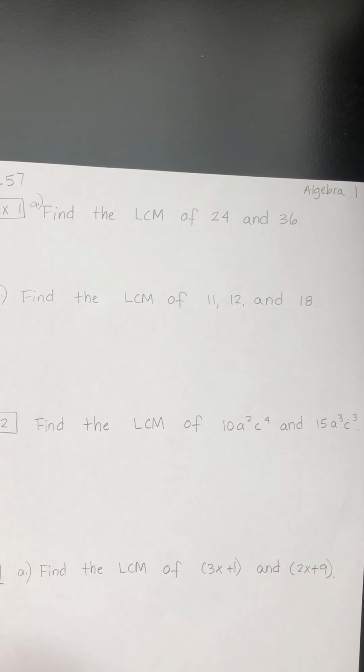Okay, so we factored our coefficients. Now we need to factor the variables, a squared, c to the 4th, a cubed, c cubed. It's just how many times do we have a here? We have it 2 times. This right here is going to tell you how many times you have the number. And you have C 4 times.